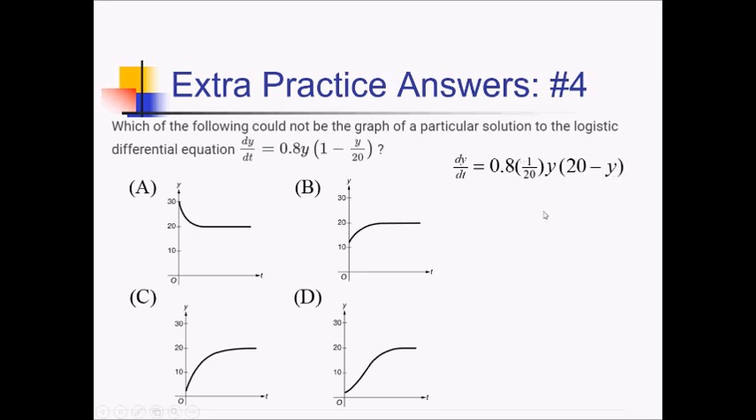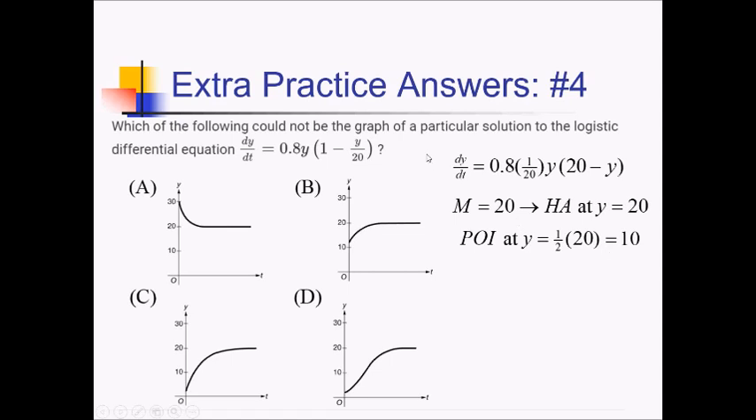So this tells me that I have a carrying capacity of 20. So M equals 20, which is to say we're going to have a horizontal asymptote at y equals 20. And now the point of inflection happens between 0 and the carrying capacity. Point of inflection is always half the carrying capacity. So our POI is going to be half of 20, which is 10. So we're looking for graphs.